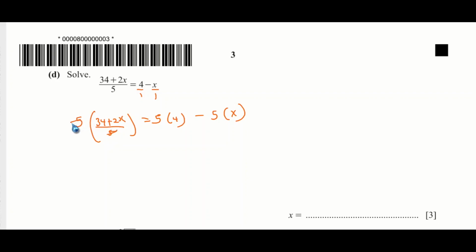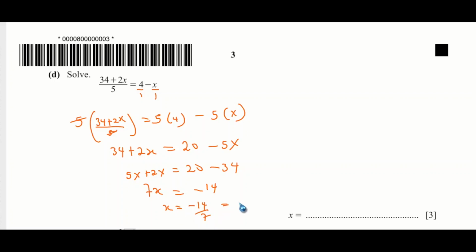Okay, so this will cancel this. So this will give us 34 plus 2x, then equals 5 times 4 will be 20, then minus 5x. So if you bring negative 5x to the left hand side here, it becomes 5x, then plus 2x, equals 20. Then 34 goes to the left hand side and becomes negative 34. So this will be 7x equals 20 minus 34, that is minus 14. Okay, so x equals minus 14 out of 7, that will be equal to negative 2. So x is equal to negative 2.